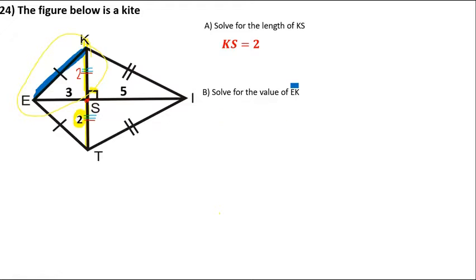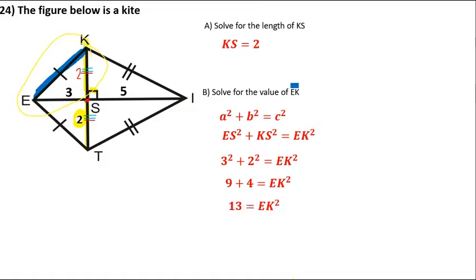So what I do here, I use the Pythagorean theorem, a squared plus b squared equals c squared. I'm going to take ES squared plus KS squared equals EK squared. And I know ES is 3, KS is 2. So I'm going to square those. So I get 9 plus 4, which gives me 13. And if you remember, to undo a square, I just square root it. So that means EK is the square root of 13.